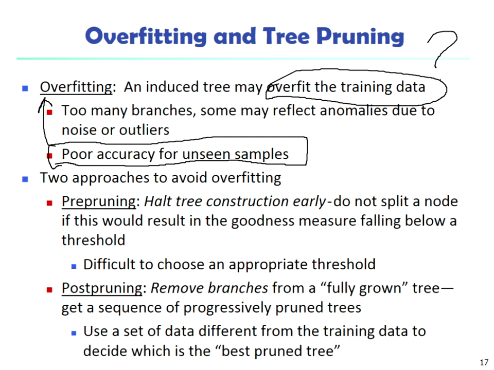And what are the approaches to avoid overfitting? Pre-pruning: halt tree construction early, and do not split a node if this would result in the goodness measure falling below a threshold. And post-pruning, which means after the construction of the tree, we will remove branches.